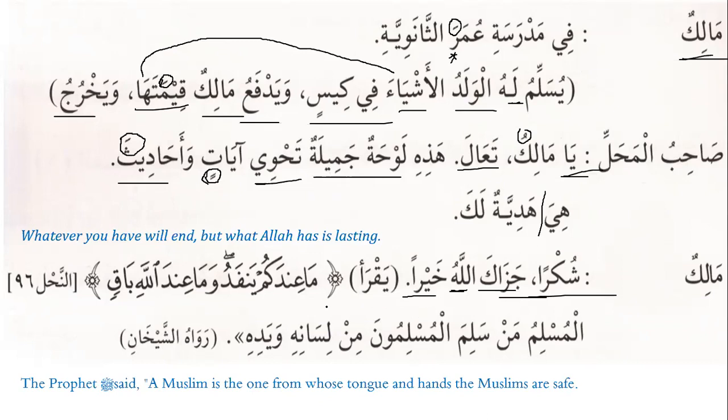Yaqra'u, then he recites, ma 'indaka yanfadu wa ma 'inda Allahi baqin. Whatever you have will end. Nafeda yanfadu, will come to an end. Wama indallahi baqin, but what Allah has is lasting. Baqin is ismul fa'il. On what pattern? No, I need the verb. We have discussed this word. Baqiya, yabqa. Excellent. Baqiya yabqa fahuwa baqin.